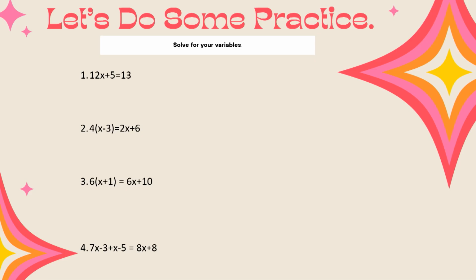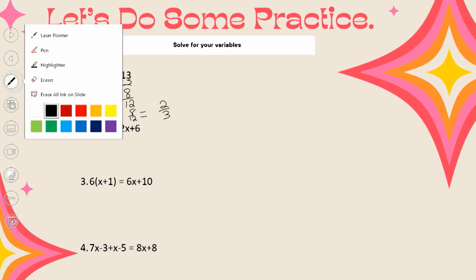So let's do some practice. Solve for your variables. So I have 12x plus 5 equals 13. So let's go ahead and solve for this. I am subtracting 5 on both sides. So 12x equals 8. I'm dividing. So x equals 8 over 12. Always, always, always reduce your fractions. So that would be 2 over 3.